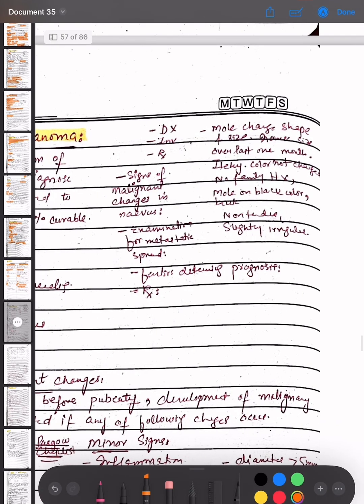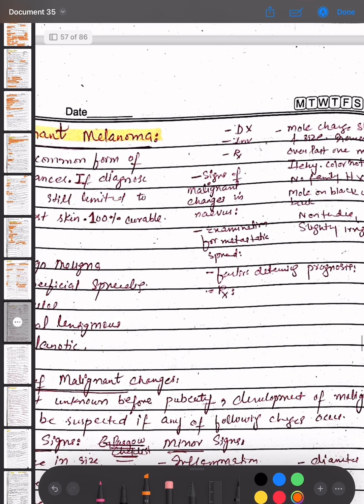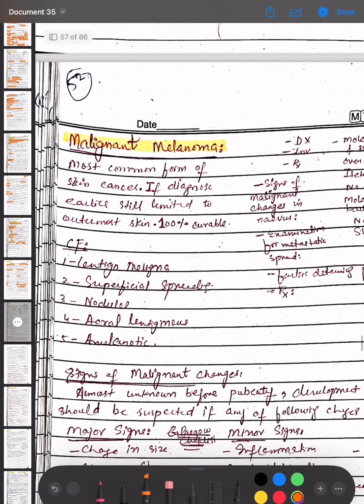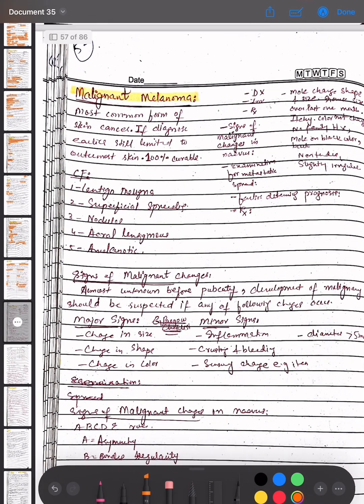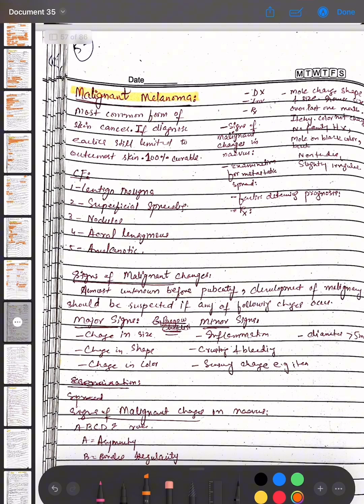What are the signs of malignant changes? And what are the examinations for metastatic spread? And what are the factors that determine the prognosis? So this is what is malignant melanoma. It is a common form of skin cancer, and if diagnosed early, still limited to the outermost skin, it is 100% curable.